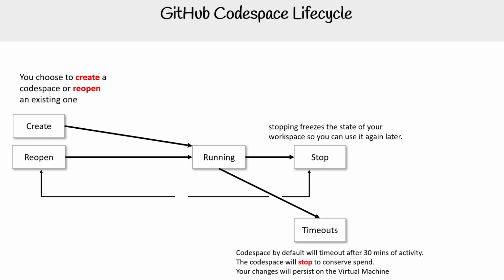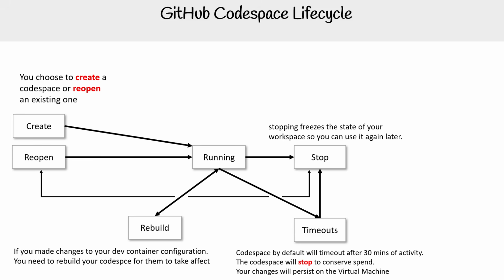Let's say our environment timed out for any reason, maybe we walked away from our computer, maybe we forgot to turn it off, maybe we had some kind of interruption. Codespaces is going to turn off by default after 30 minutes of inactivity. It's basically the same thing as doing a stop, it's the equivalent of doing a stop there. So this is just to keep costs low for you.